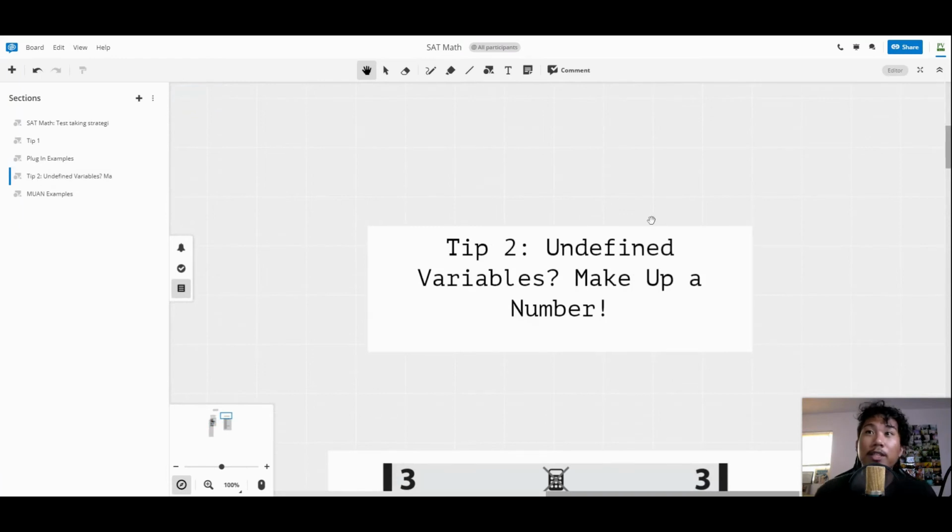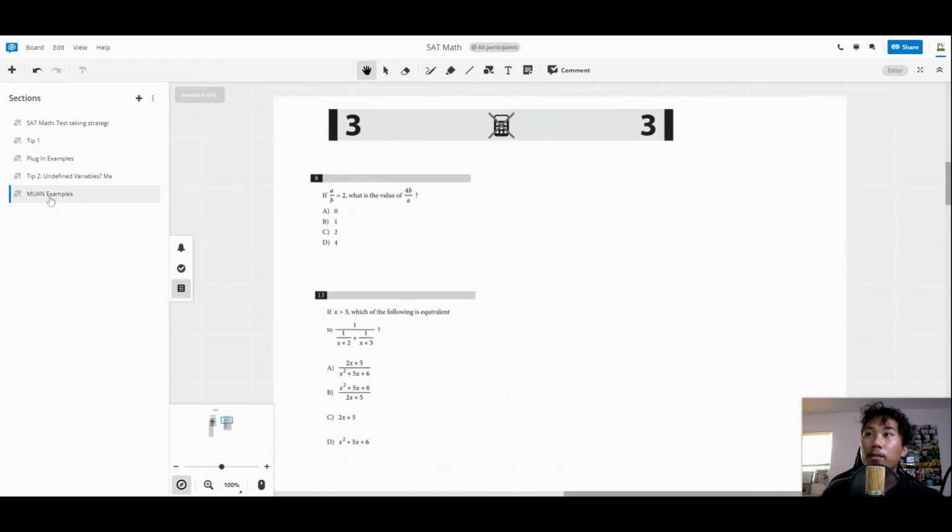And tip number 2 is whenever you have undefined variables, meaning that the variables within the question and even within the answer don't have any specific numerical value, it is safe in most cases to make up a number for that variable to help you better solve that problem. So let's take a look at what that actually looks like, starting with number 8 found in section 3.